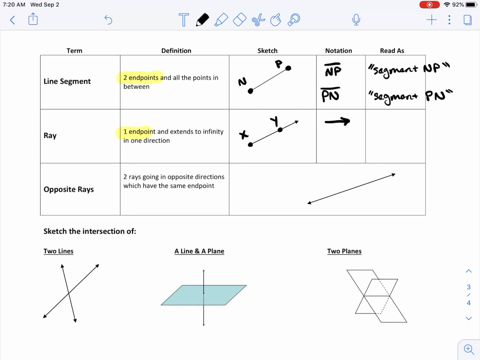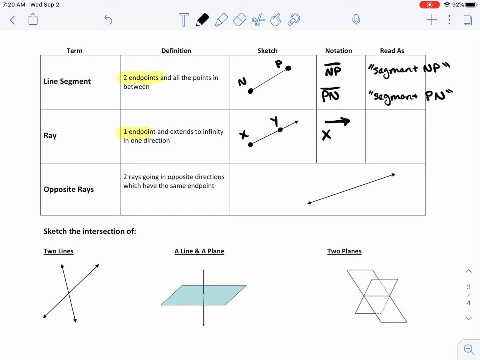Now, the notation on this one is the one that's very specific. I will always, always, always, always have the arrow pointing to the right. I do not have a choice. It will always point to the right, and I will always start with this initial point. So the initial point here, X, and then it goes on forever in this direction. That tells me how to name it.